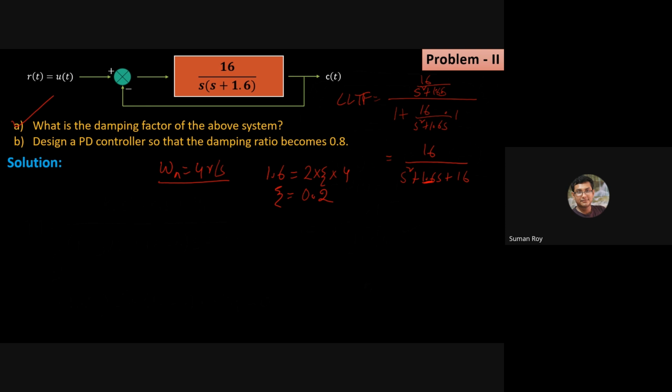Now, when you get this ωn and ζ, you can easily calculate the maximum overshoot. However, it is not required for this question, just an observation. You can calculate MP, right? The formula is e to the power −ζπ/√(1 − ζ²). So if you get this ζ value, then you can easily calculate the MP value.